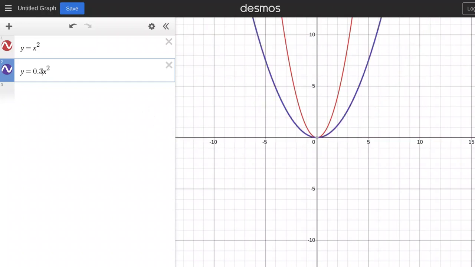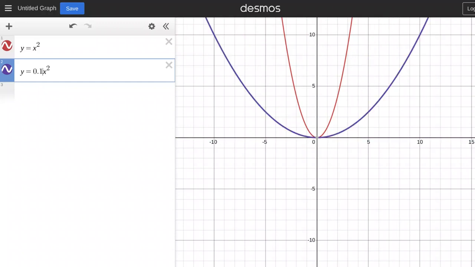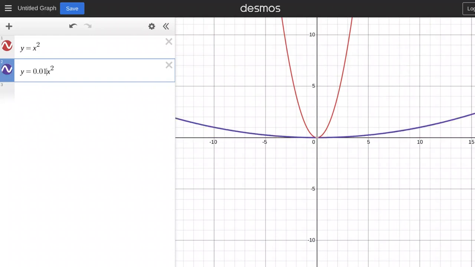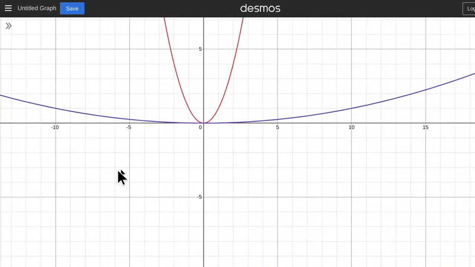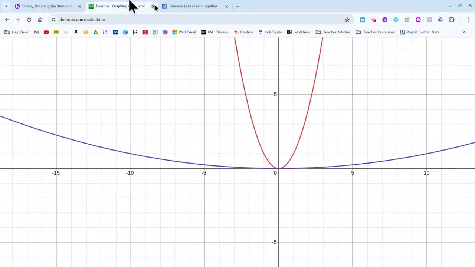So notice 0.3, 0.2, 0.1. See how the sides are moving away? Can you think of a number smaller than 0.1? Well, what about 0.01? Oops, I can't put two decimals up. There it is. It's a very wide parabola. Those sides are really, really far apart from each other. And so that is our final observation.